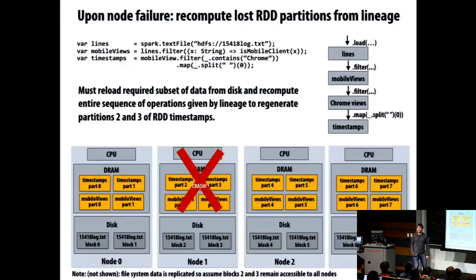Can I get it back? Am I screwed? In MapReduce, I was in pretty good shape because remember, all the intermediates got written out to disk, so I could just have them loaded off disk by some other node and continue on with my computation. How do I get back the partitions of timestamps and mobile views?